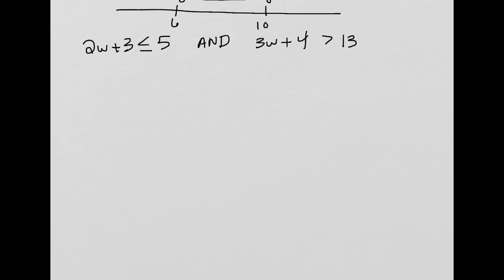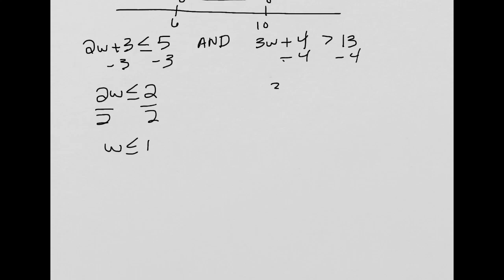Okay, so again, our first step is let's solve each inequality separately. So that gives us 2w is less than or equal to 2. And then divide both sides by 2. W is less than or equal to 1. If we do the other guy, we get 3w is greater than 9. Divide by 3. W is greater than 3. And again, the word and joins our two sets together.